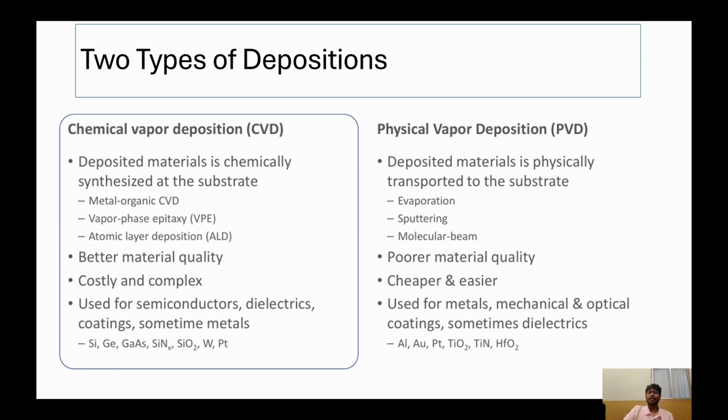If you would like to deposit silicon dioxide, let us say, you will have a source of silicon dioxide, and then with the help of electron beam evaporation deposition, you can use that SiO2 to deposit over your substrate.